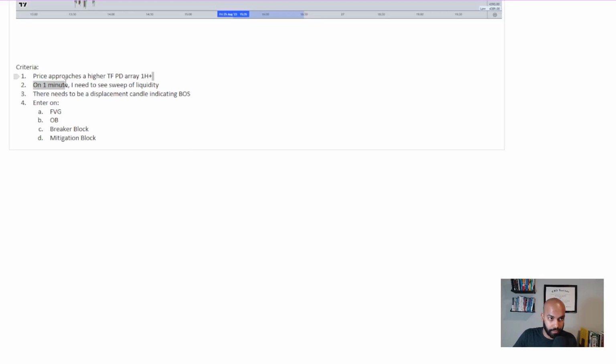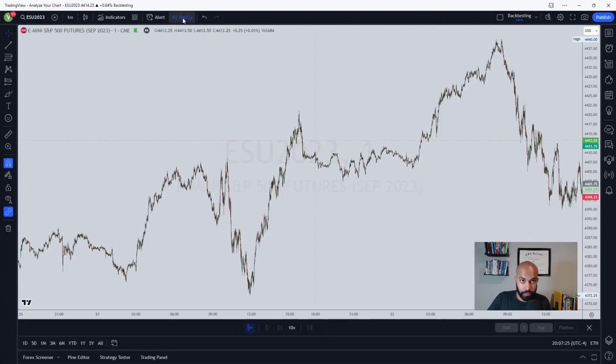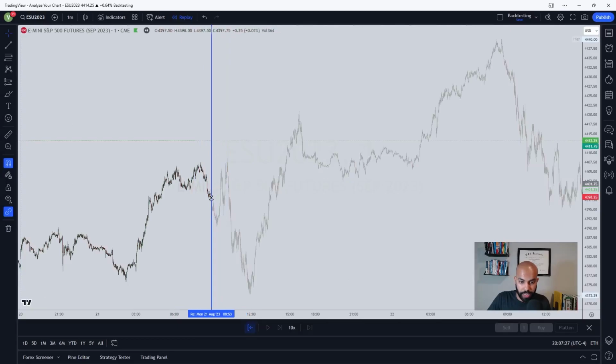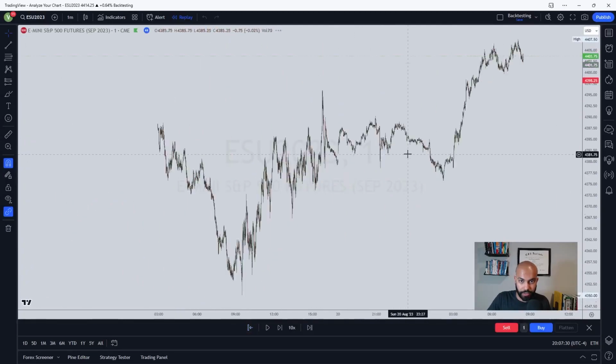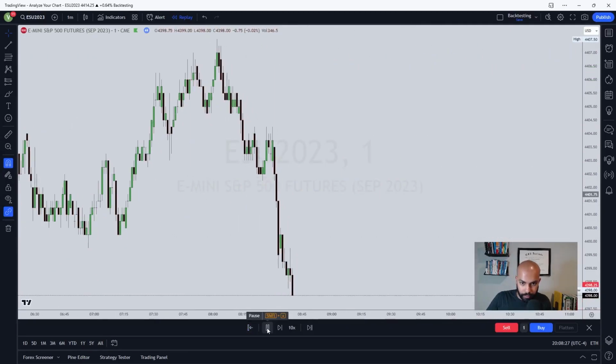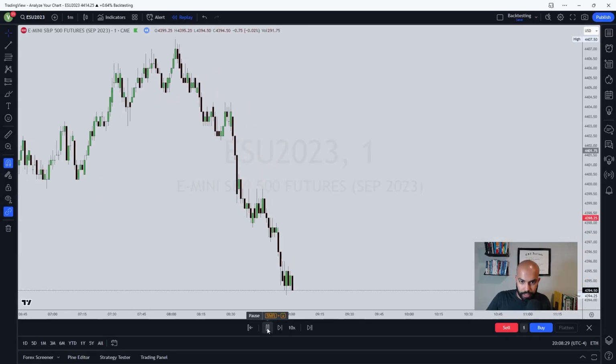So here it is. I'm literally just going to erase that. And this is the criteria. So no higher time frame bias. And let's just see what would happen if I just use the 1 minute candles. So I'm going to hit the replay and we're going to start Monday at 8:30 because I don't trade before then. So I'm going to keep clicking this. Let's see where price goes.